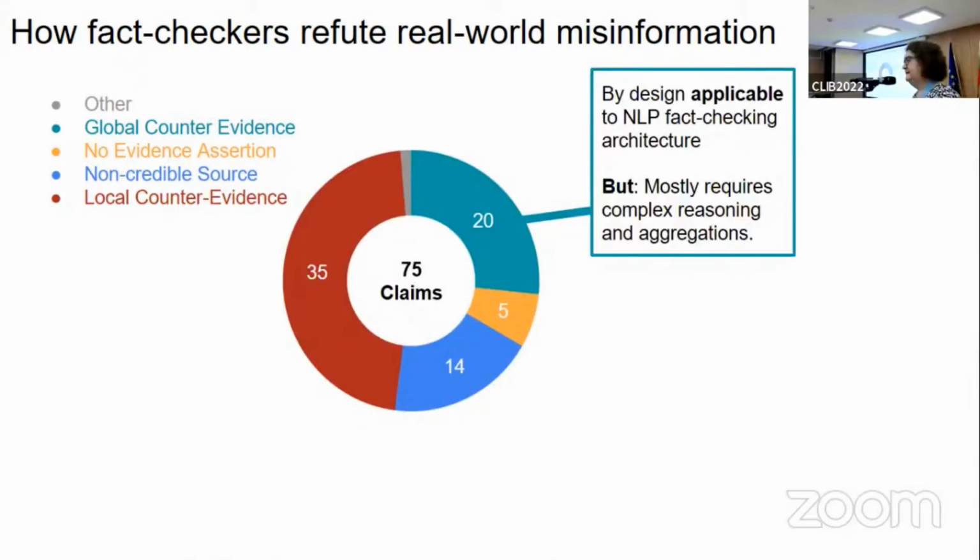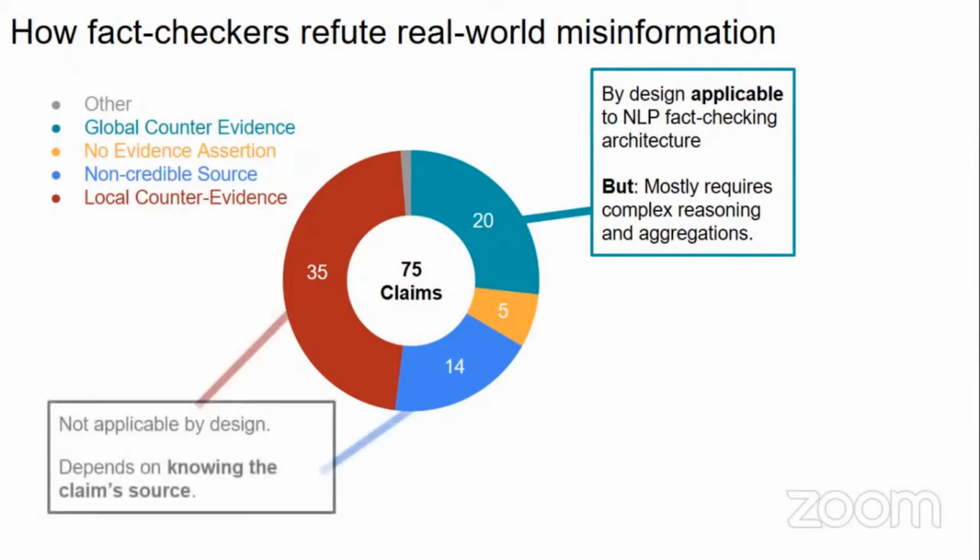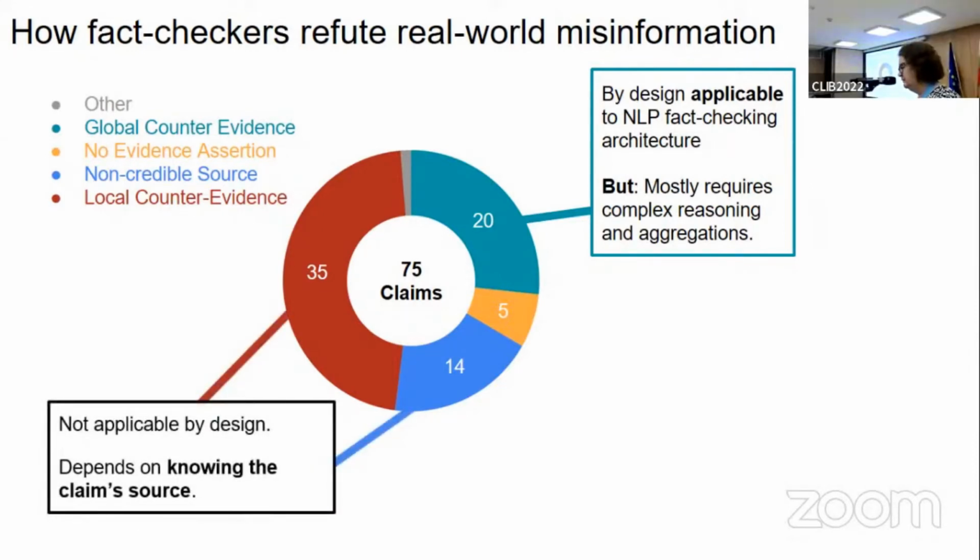So only in 20 of the claims, the fact checkers could find counter evidence without the source, as currently done in NLP. And in most cases, the fact checkers needed the claim's source. This leads to the question, how realistic are fact-checking data sets if we approach the problem with a counter evidence assumption that does not actually hold?